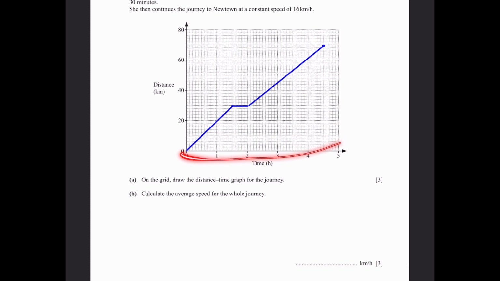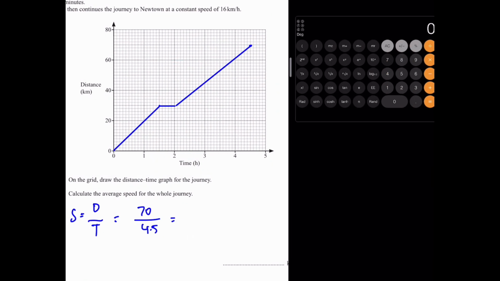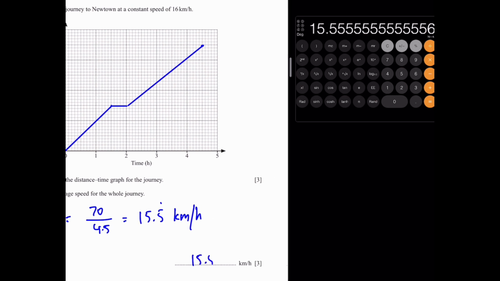B. Calculate the average speed for the whole journey. So it took her 4.5 hours, and it was 70 kilometers. So speed is equal to distance by time. That's equal to 70 by 4.5, which, let's use a calculator. 70 divided by 4.5, it's equal to 15.5 kilometers an hour. That's the answer.